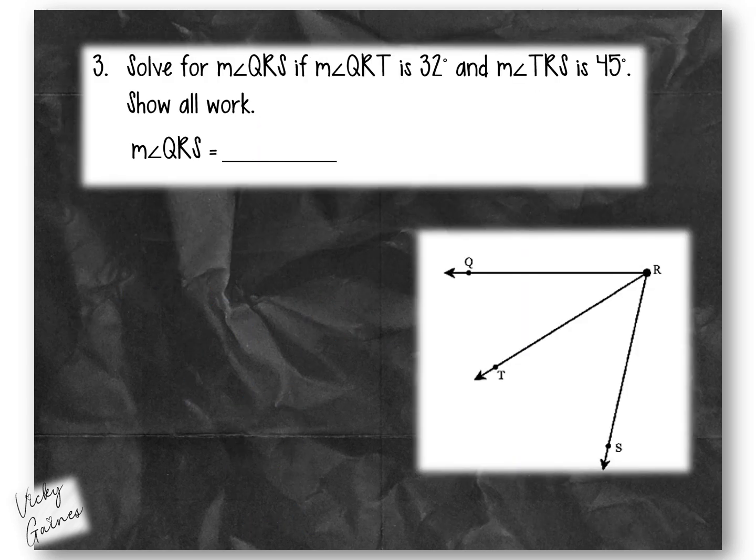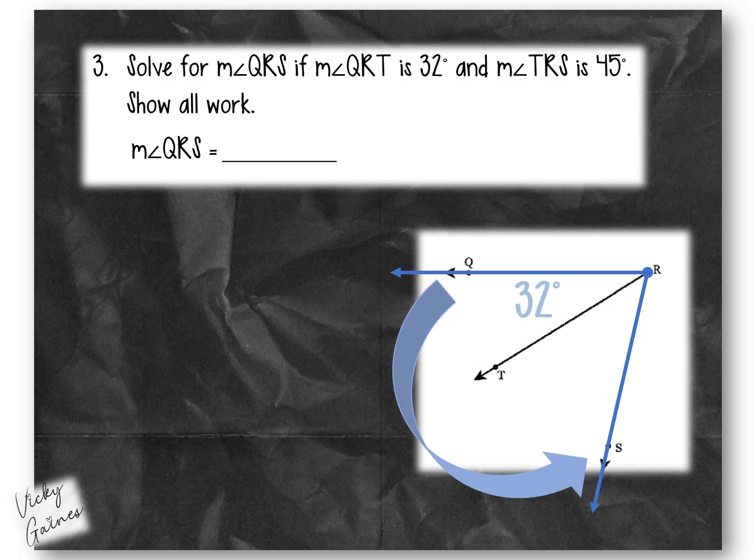Number 3, solve for the measure of angle QRS. That's that angle right there, the whole thing. If measure of angle QRT is 32 degrees, mark it. Measure of angle TRS is 45 degrees, mark it. Part plus part equals the whole thing again. So 32 plus 45 is going to give us the entire angle, which is 77 degrees.